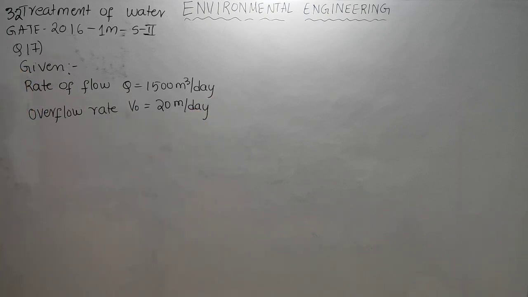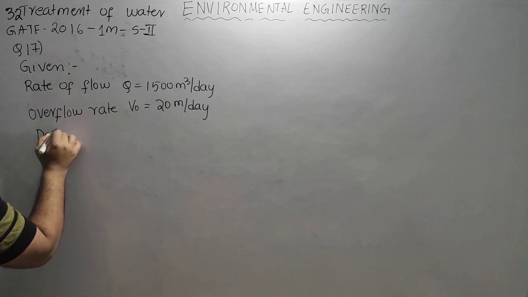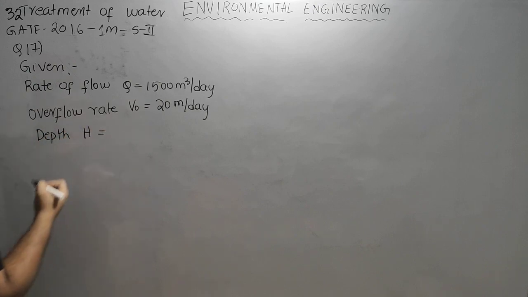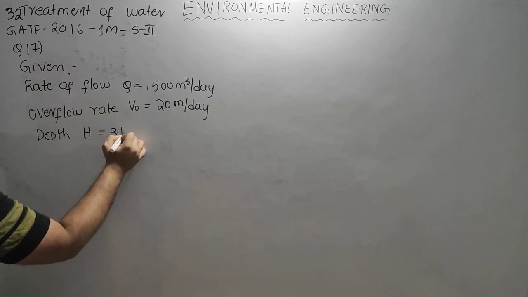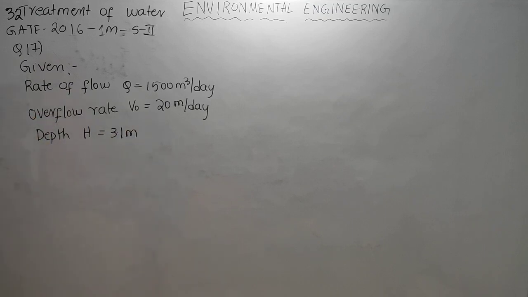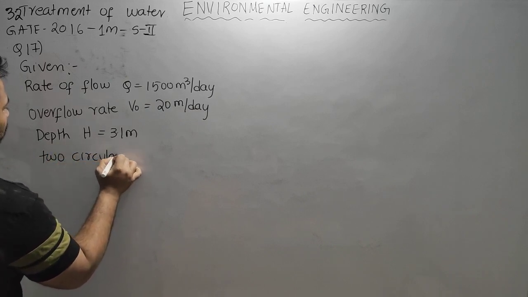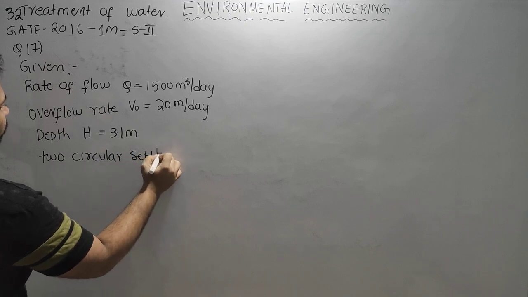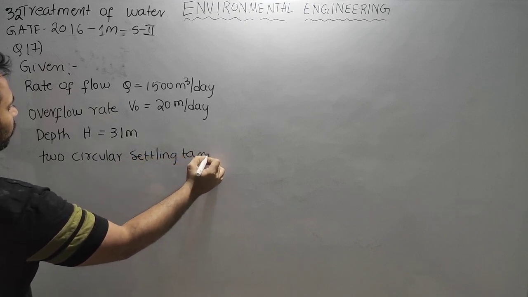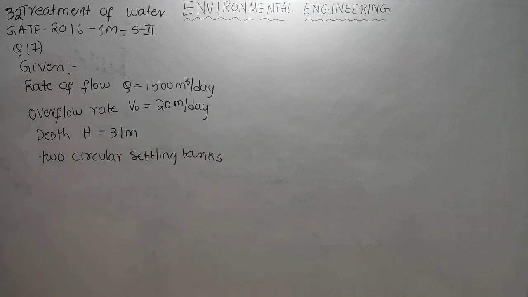And it will produce satisfactory removal for a depth that is given. So depth h is equal to 3.1 meter. So it is decided to have two circular settling tanks. We are providing two circular settling tanks, the required diameter.